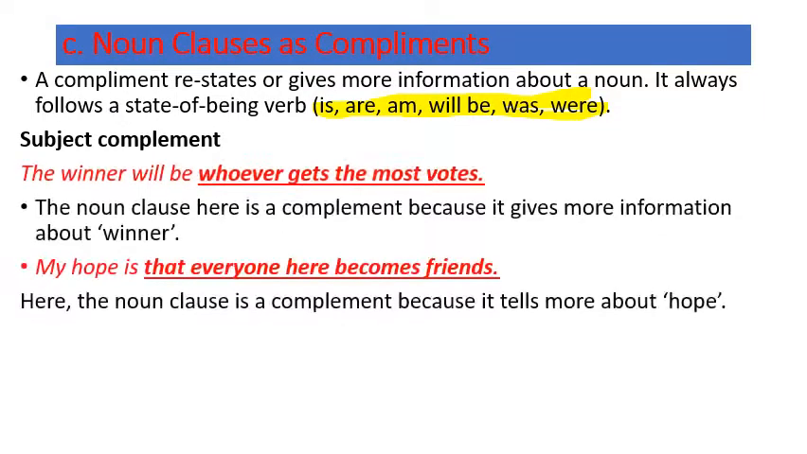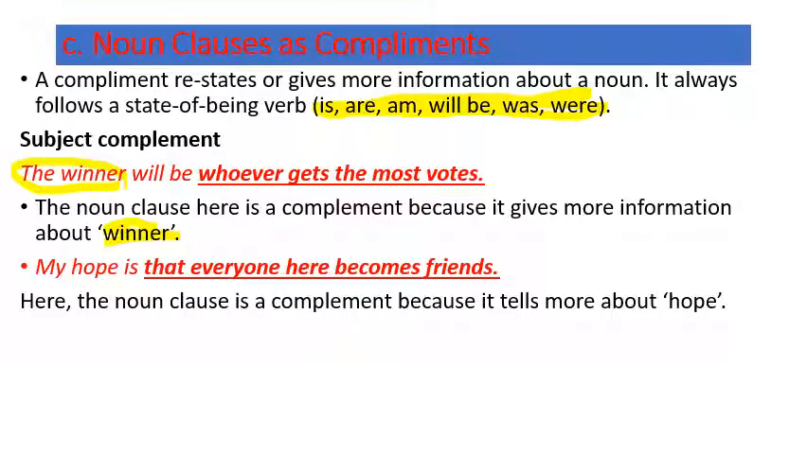Let's look at the following sentences. The winner will be whoever gets the most votes. This noun clause gives more information about whom? It gives more information about the winner.